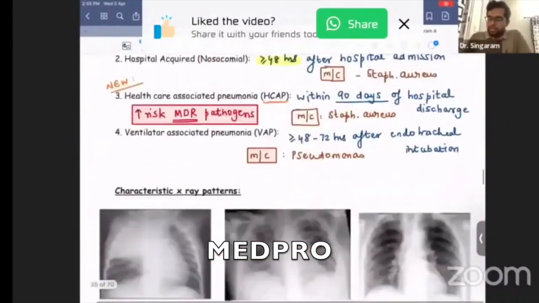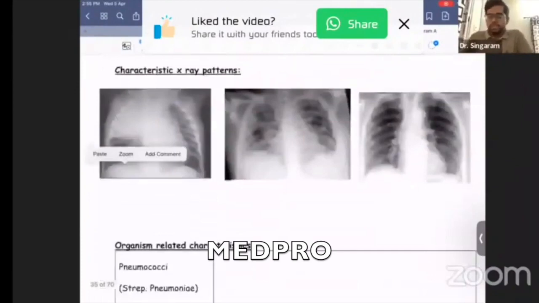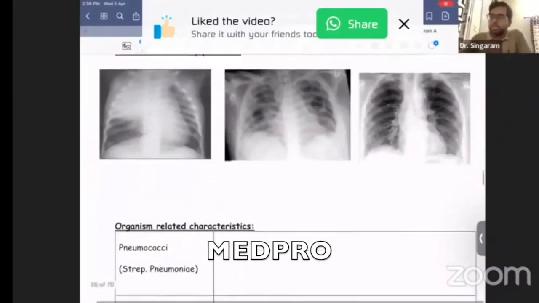Fine. Okay, right. So let us start the discussion. The discussion next will be about something called characteristic X-ray pattern. These X-ray patterns will help me to distinguish a few types of pneumonia. Now, any comments on the first X-ray? Anybody want to comment on the first X-ray?